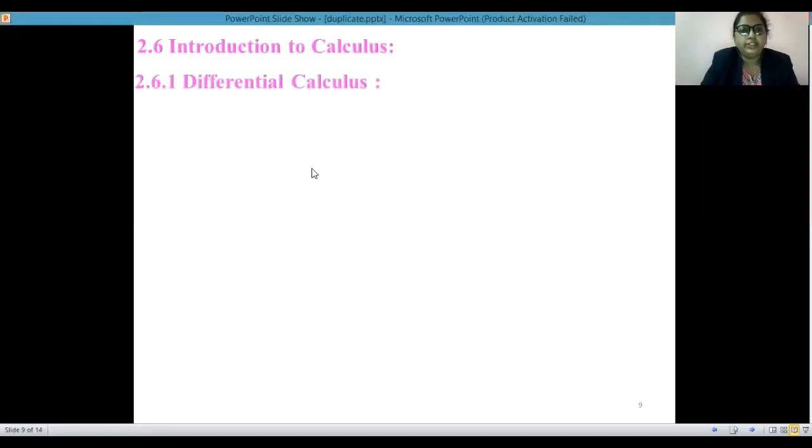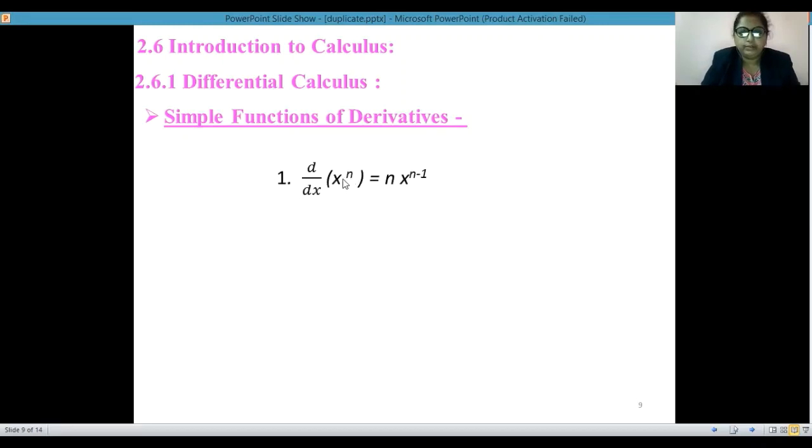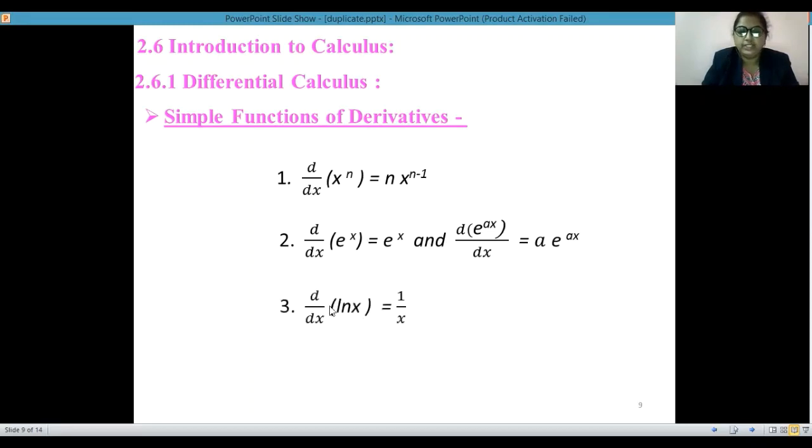And the derivatives of simple functions of x are nothing but, first one is d/dx of x raised to n is equal to n into x raised to n minus 1. Second one is d/dx of e raised to x is equal to e raised to x, and d/dx of e raised to ax is equal to a into e raised to ax. Third one is d/dx of ln x is equal to 1 by x.